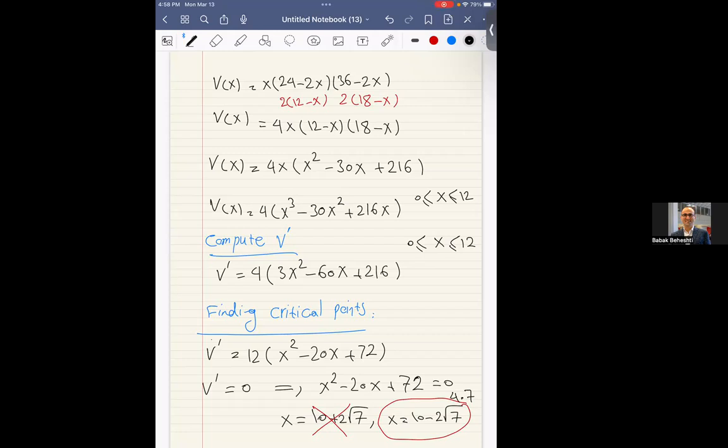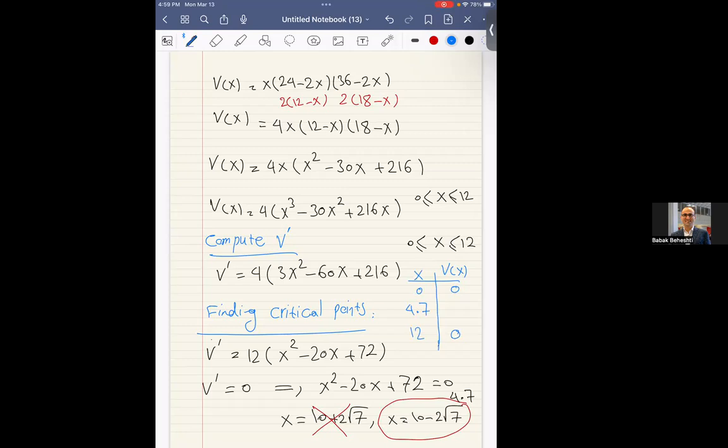This is important. The original interval is important because we have another critical point, which is not in that interval. Okay, so now you have to list all these critical points and the endpoints: x equal to 0, x equal to 12, and this point. So you have 3 values for x, and you have to compute the value of V, because the name of our function is V. So we have 0, 4.7, and 12. But V of x is 0 when x is 0 or 12. These 2 values are simple. So whatever the value of V at 4.7 is, that must be the maximum.